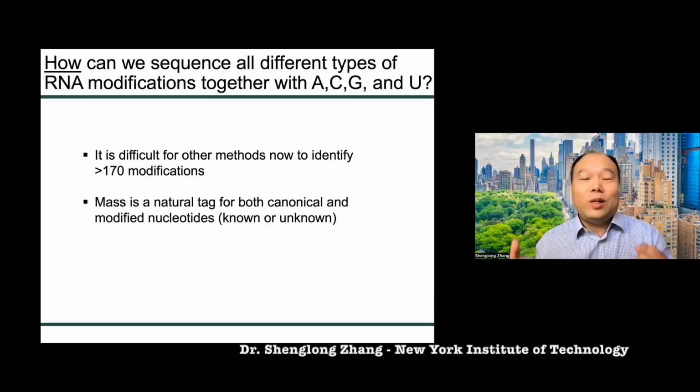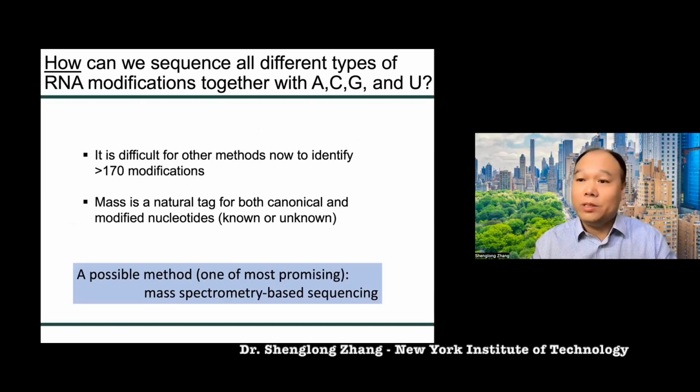We know it's not trivial to read the four nucleotides A, C, G, U in the RNA. So how can we sequence all different types of modification together with these four nucleotides? That's why we propose mass spectrometry-based sequencing. I know this is not commonly accepted, but we feel strongly this is probably one of the most promising methods that can be used to sequence all these RNA modifications.